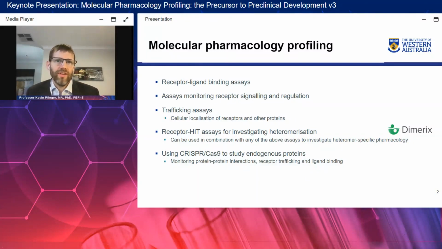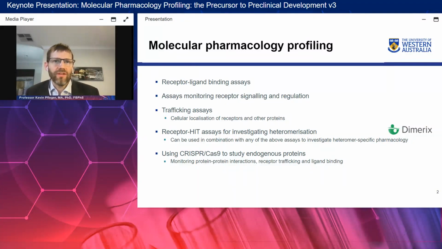And it's also looking at trafficking, because as a receptor is activated, it will usually translocate into the cell, internalize, and also the cell will respond to that activation by forward trafficking other receptors up to the cell membrane to enable that response to continue. So understanding the different profiles that these compounds have can actually give you some great insights.